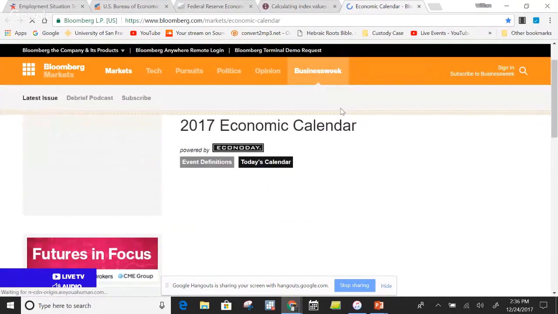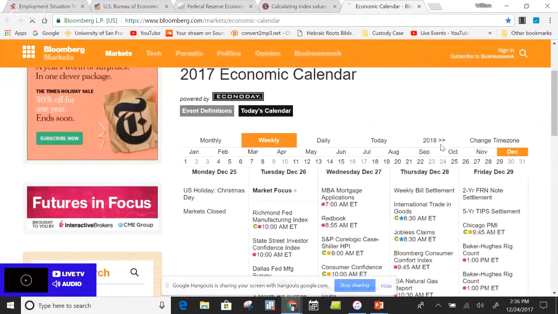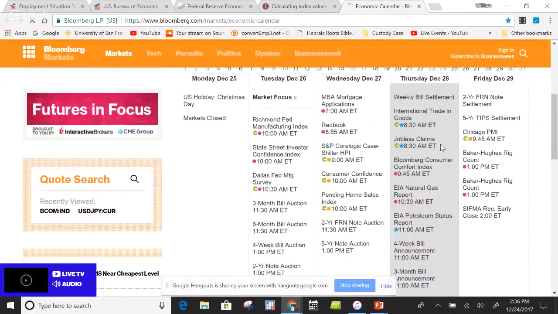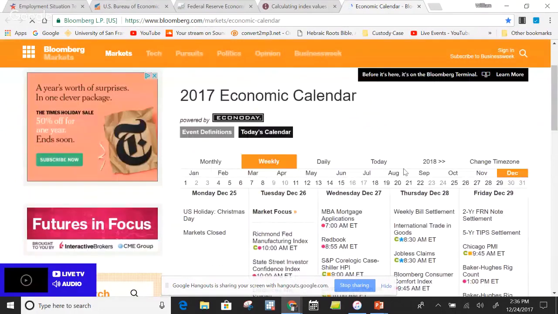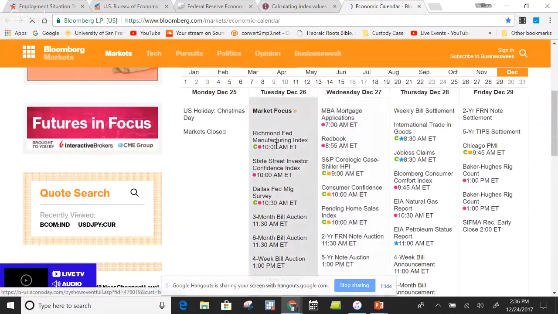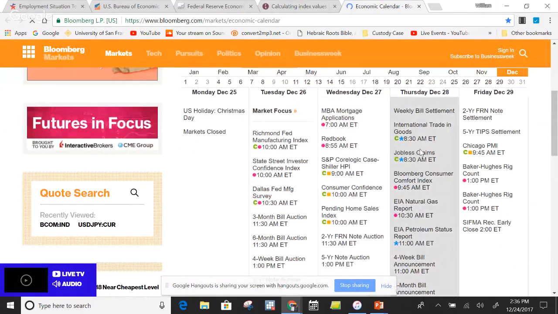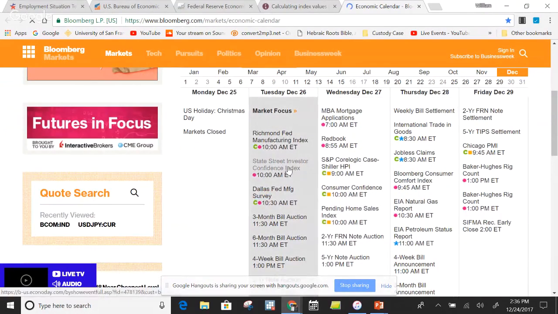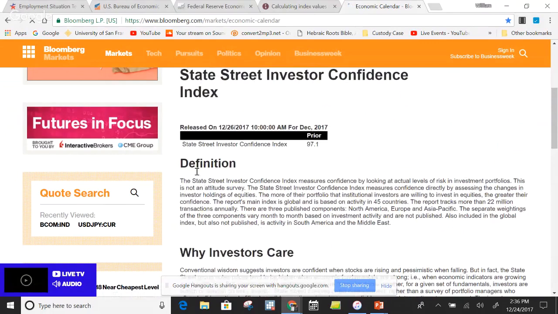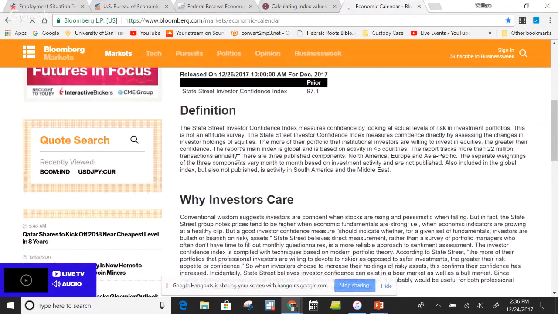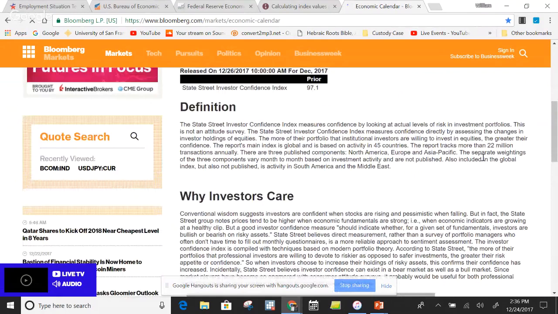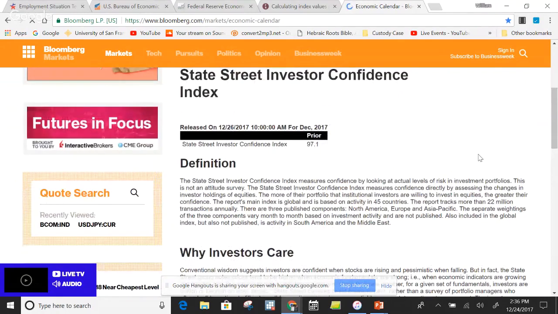But anyways, Bloomberg is really cool because it gives you a good economic calendar that is pretty malleable for the most part. The thing I really like is that if you see something you have no clue about, like State Street Investor Confidence Index, I don't know what that is, you can click it, and it tells you the definition and why investors care, right? You have to make all of this information relevant to you. You can learn a million things, but if you don't make them relevant to you, you're pretty much learning it for no reason, right?